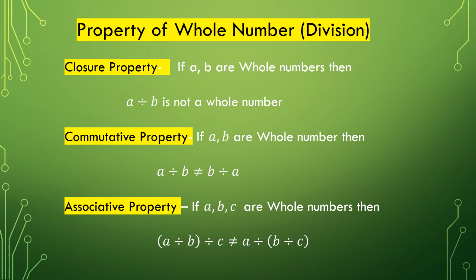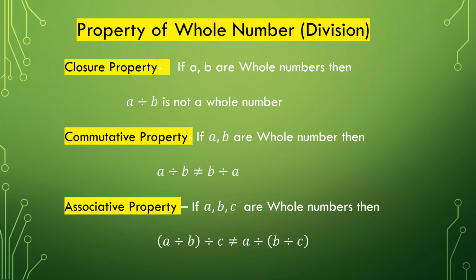Before we solve exercise questions, let's discuss the properties of whole numbers in division. First property is closure property. If A, B are whole numbers, then their division A divided by B is not always a whole number. For example, 1 and 2 are whole numbers, but 1 divided by 2 is not a whole number. 1 divided by 2 is a rational number. This will be discussed later in class 7.